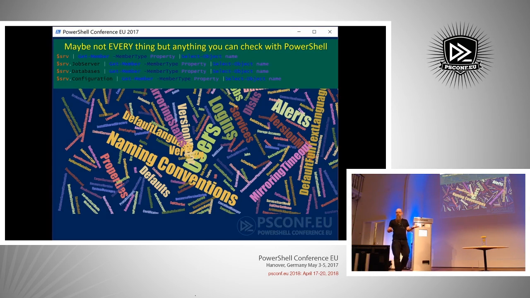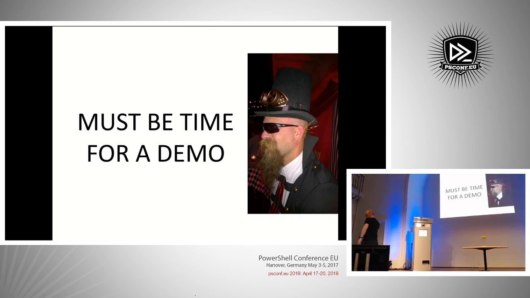Not everything in the world. But this is simply the properties from a SQL Server management object, an agent of the SQL Server, the databases array, and the configuration array. So there are loads of stuff, conventions and defaults and properties of all types, just in those small bits. So you're going to be able to check anything that you know how to do in PowerShell. Had enough? Let's have some code.